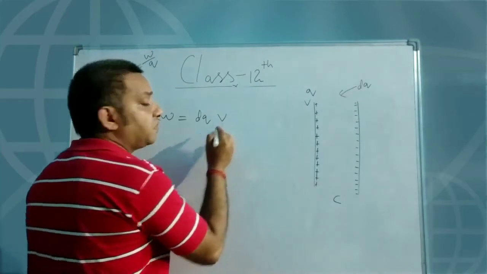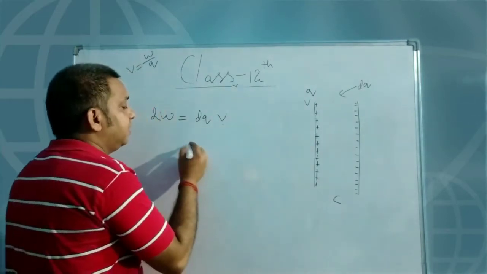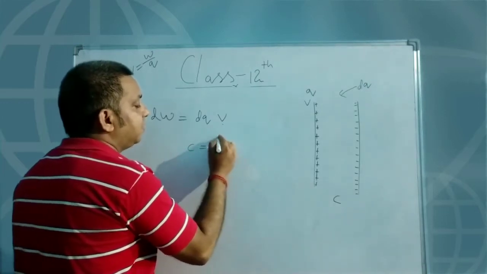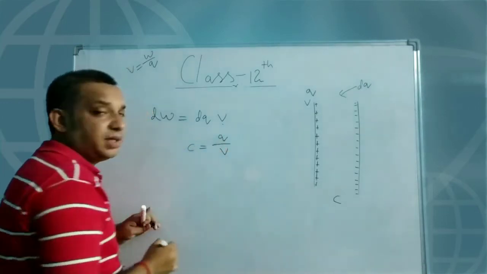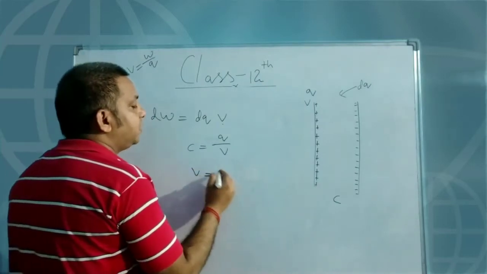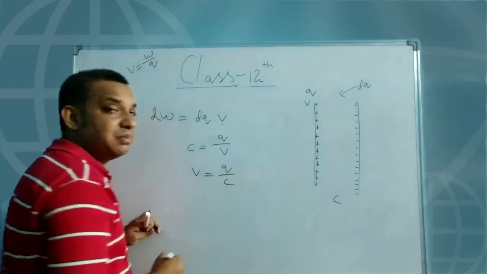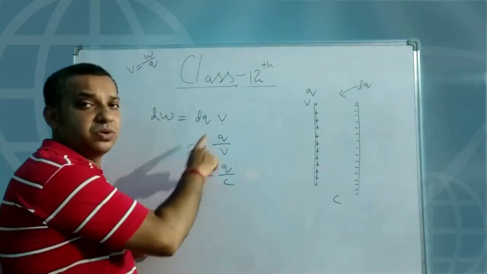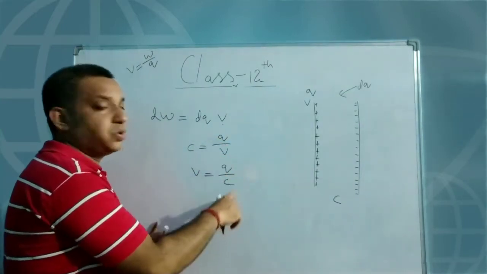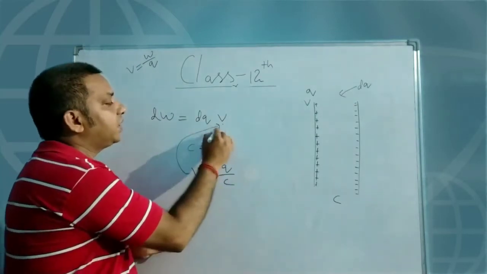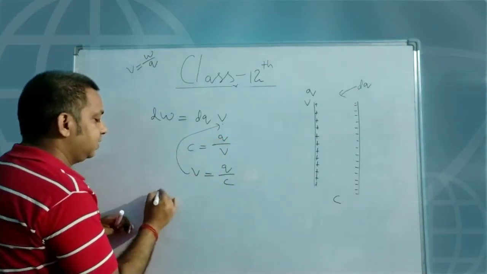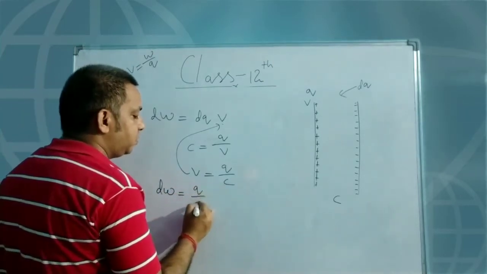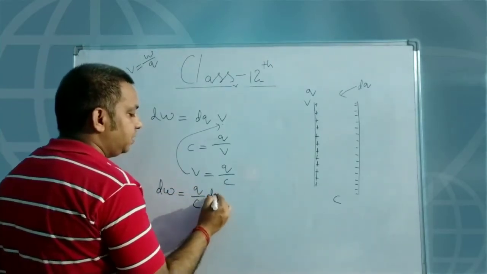So what is the value of this V? We have the basic definition of capacitance: C is equal to Q by V. So V is equal to Q by C. Put the value of V in this expression. So what you will get? You will get dW is equal to V dq, which is Q by C into dQ.